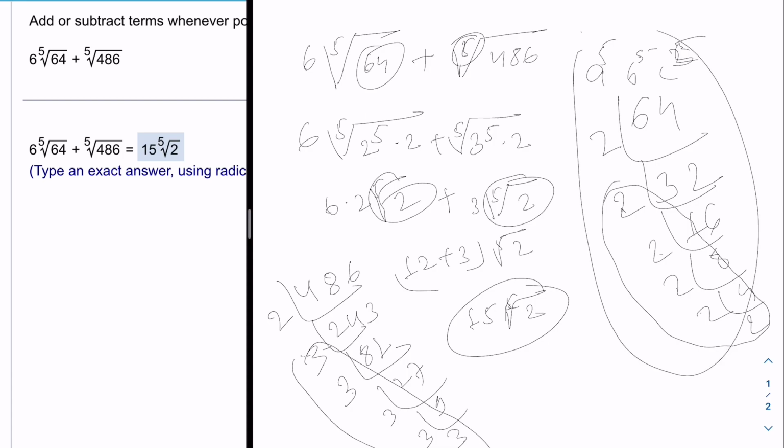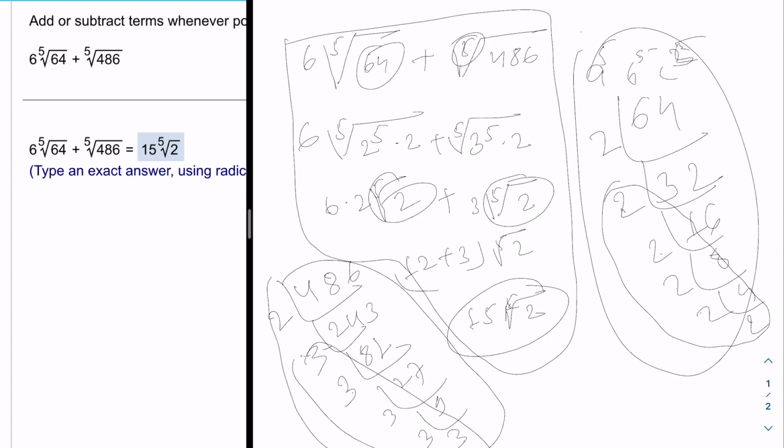And this is the way you solve this problem.